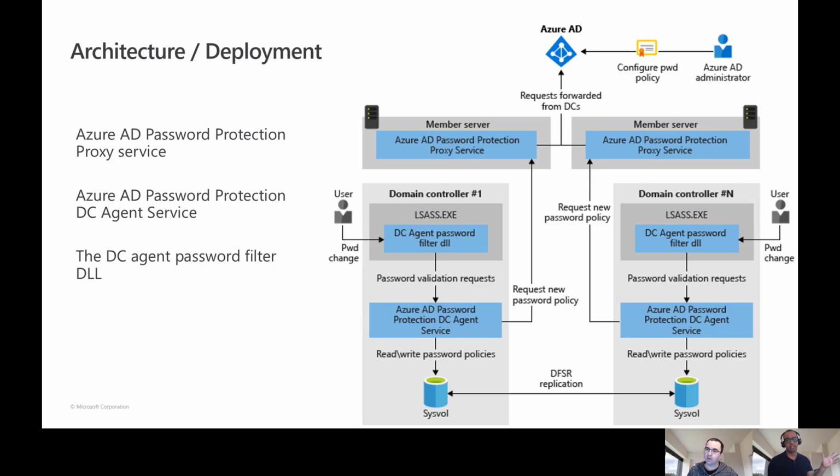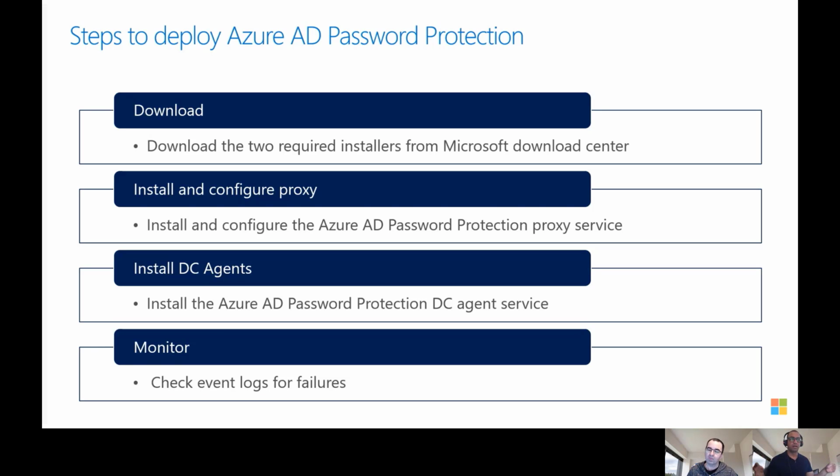But if you have a single forest, multiple domains, and you are a single tenant organization, this works without any problem. Now this slide takes you through what I already discussed as to how you would go about deploying Azure AD password protection. You're obviously going to whitelist the URLs, download and install the agents, and that's it. That's actually all you need to do. Yes, it's quite straightforward.